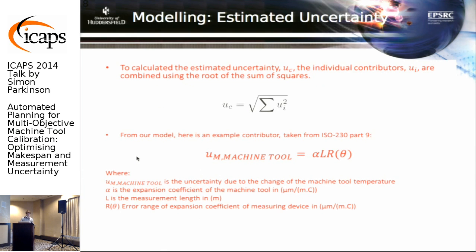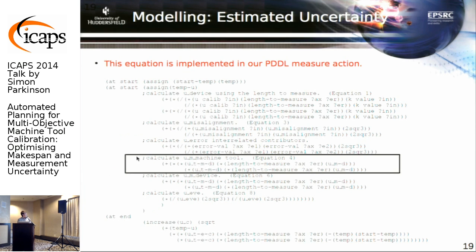So how do we calculate the estimated uncertainty? There are a lot of contributors which get combined, and then we do the root sum of squares on them to get the estimated uncertainty. We're only looking at temperature-related ones. There's a lot that could be looked at, but just for this presentation and our model, we're looking at the uncertainty due to the change of the machine tool temperature. You can see it's relatively straightforward to calculate, and the values are all predetermined: the length of the measurement we're taking, the error range of the machine, so it's all easily encodable. You can see there, in our PDDL measure action, how we do that.